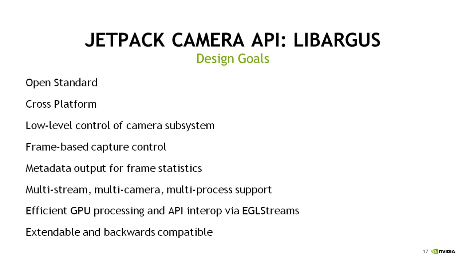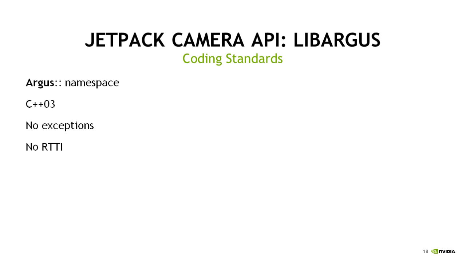Finally, Argus needs to be ready for the future with an extendable design to allow growth and new feature development without breaking existing application compatibility. Argus is a C++ API and is contained within the Argus namespace, though I will be omitting this prefix throughout the presentation for the sake of brevity. While the use of C++ makes for a nice API, the embedded industry is often subject to strict coding restrictions, and so Argus has been limited to C++ 03 with exceptions and RTTI features disabled.